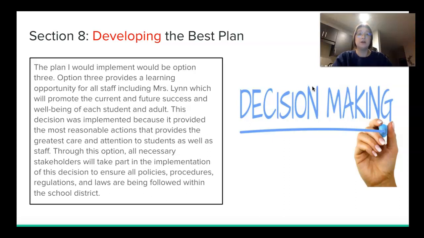Section 8 focuses on developing the best plan. The plan I would implement would be option 3. Option 3 provides a learning opportunity for all staff, including Mrs. Lynn, which will promote the current and future success and well-being of each student and adult. This decision was implemented because it provided the most reasonable actions that provide the greatest care and attention to students as well as staff. Through this option, all necessary stakeholders will take part in the implementation of this decision to ensure all policies, procedures, regulations, and laws are being followed within the school district.